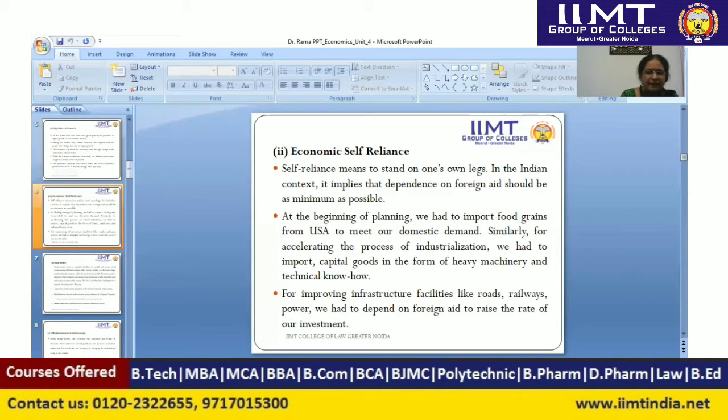In the beginning of the planning, we had to import food grains from the USA to fulfill our basic needs, and we had to import capital goods in the form of heavy machinery and technical know-how. For improving infrastructure facilities like roads, railways, and power, we had to depend on foreign aid to raise the rate of our investment.